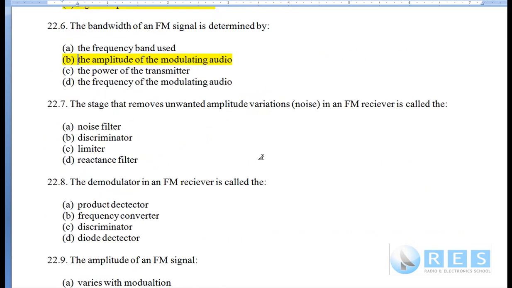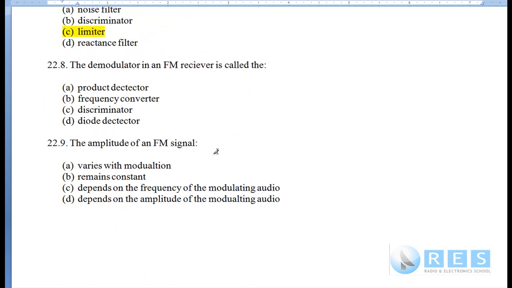22.7. The stage that removes unwanted amplitude variations, in brackets noise, in an FM receiver is called the limiter. There we go. 22.8. The demodulator in an FM receiver is called the discriminator. There are different types of discriminator, but you don't need to know about them. A discriminator is a global name for an FM demodulator.